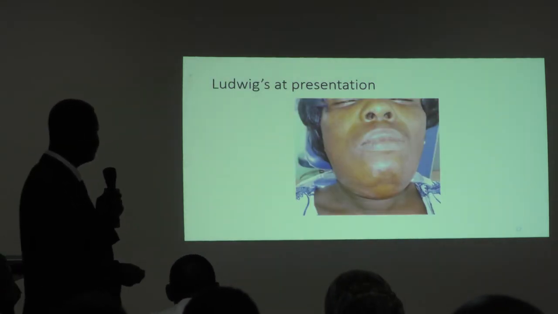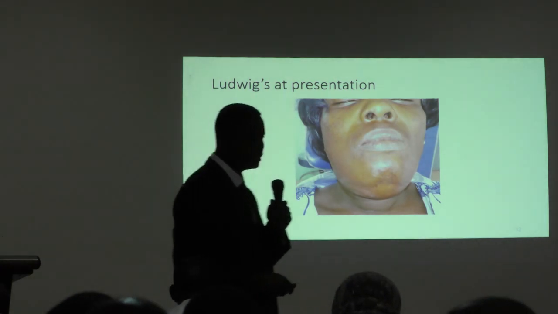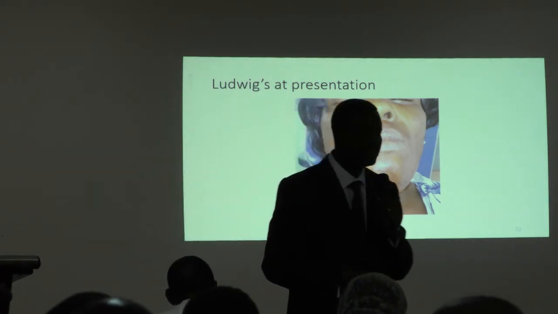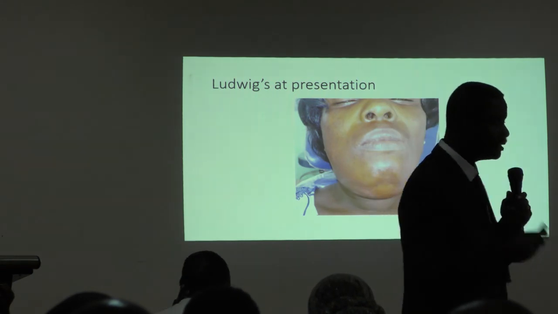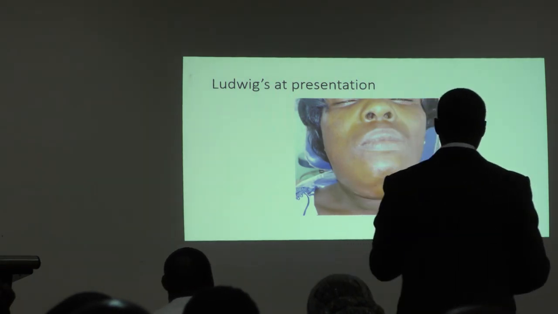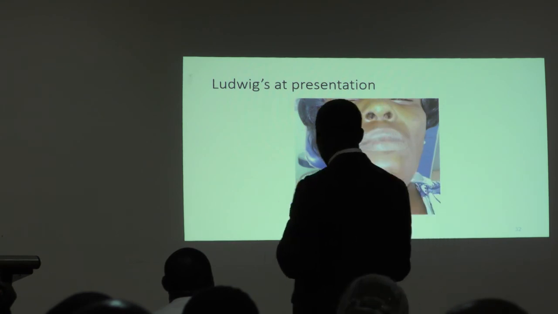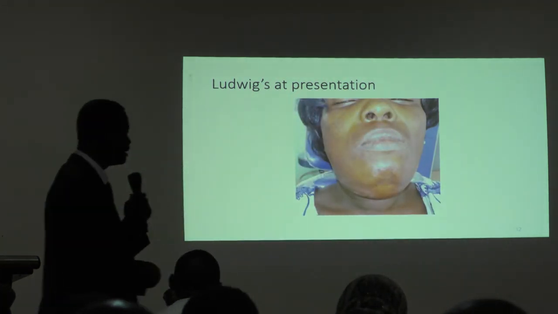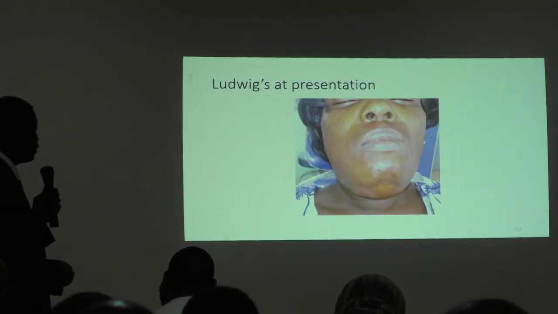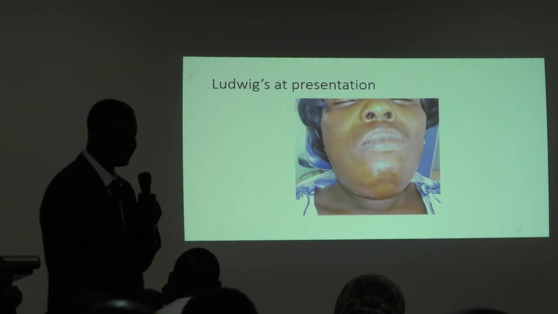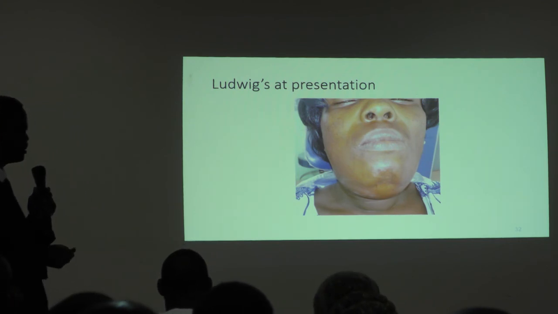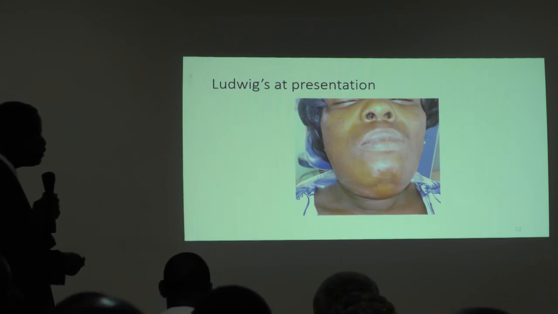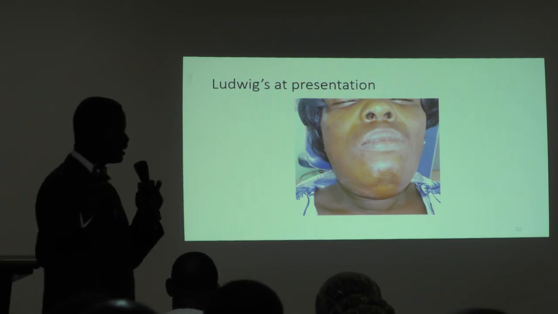Now, I can't leave this story without talking about this condition, Ludwig's angina, which is one of the sequelae of a dental cave. This is a patient with Ludwig's angina, which usually presents with a bilateral swelling, also referred to as a bull neck. It's like a bald hat. Swelling of the submandibular, sublingual, and submental spaces bilaterally.